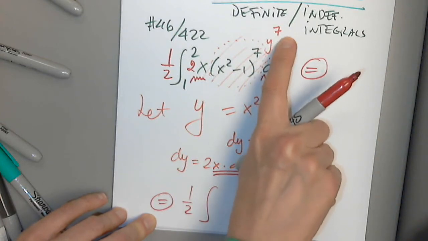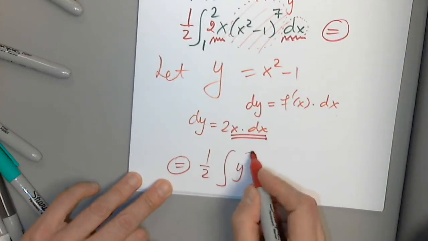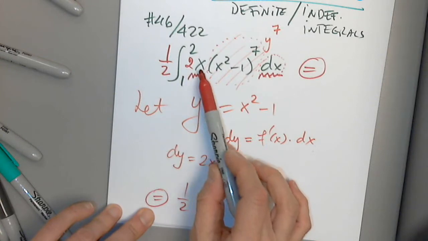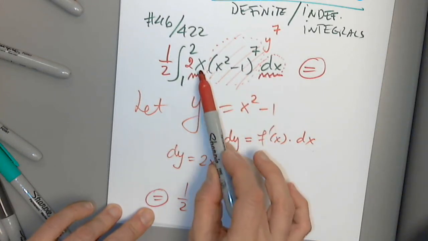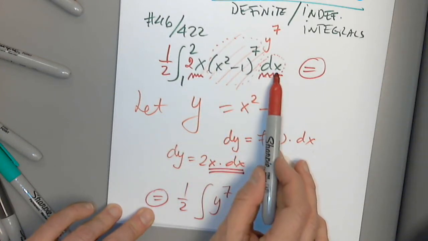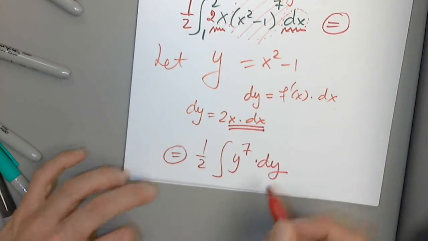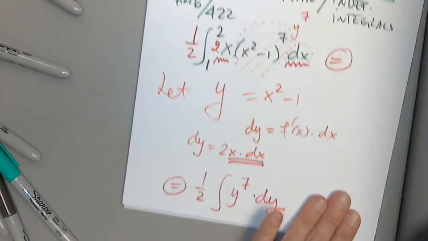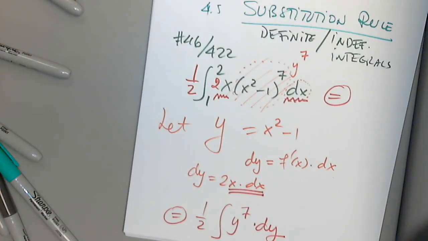I have to write y to the 7th multiplied by... what is this? What did we say was this? dy. Very good. Now let me ask you this. Would you prefer to determine this integral, or would you prefer to determine this integral?